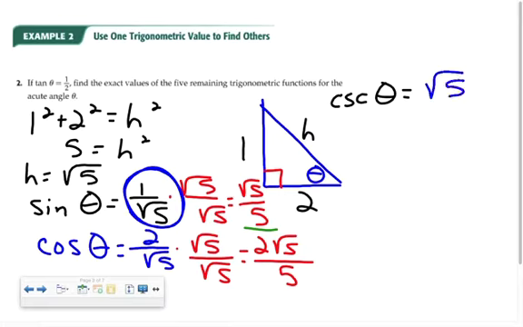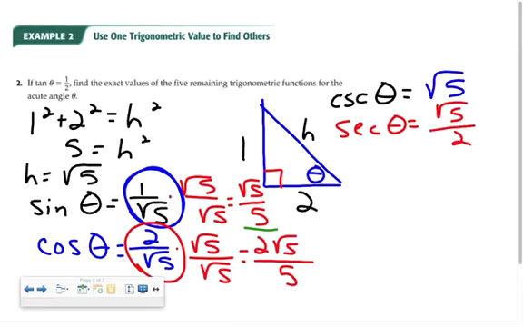And then the secant of theta is the reciprocal of the cosine. So that's radical 5 over 2. And then the cotangent, that's the reciprocal of the ratio they gave me, which is just 2.